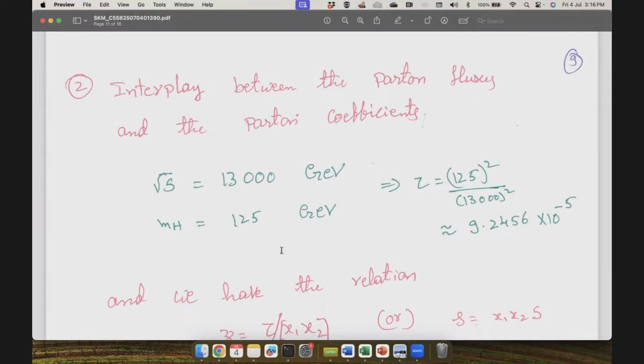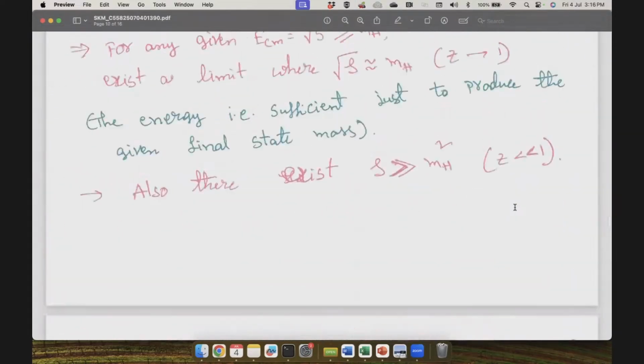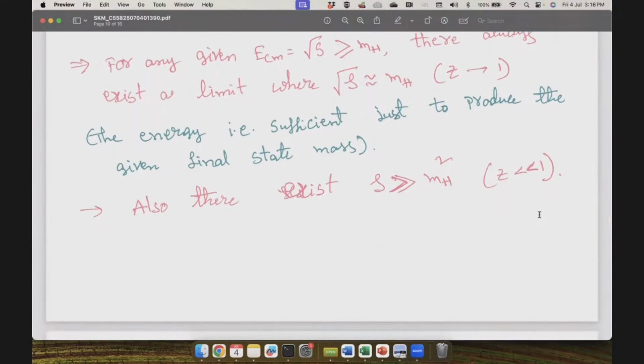If you take root S equal to 13,000 GeV and mH equal to 125 GeV, let us see what the corresponding tau value is. Tau is 125 by 13,000, whole squared. You can calculate this yourself. It is around 9.24 times 10 to the power minus 5, which is roughly 10 to the power minus 4. So the tau quantity is very, very small. Whereas for the same process, z can be anywhere. z can be as small as 10 to the power minus 4, but z can also be close to 1.